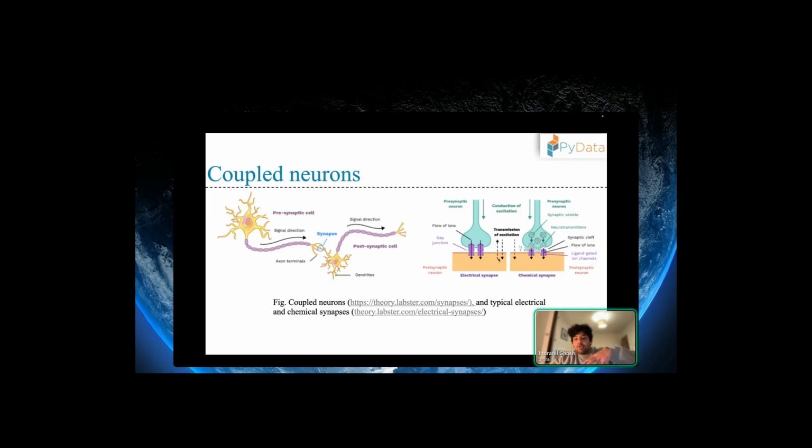One subtle difference between these two is the direction. It's unidirectional. The signal gets propagated just one way, from the first neuron to the second.